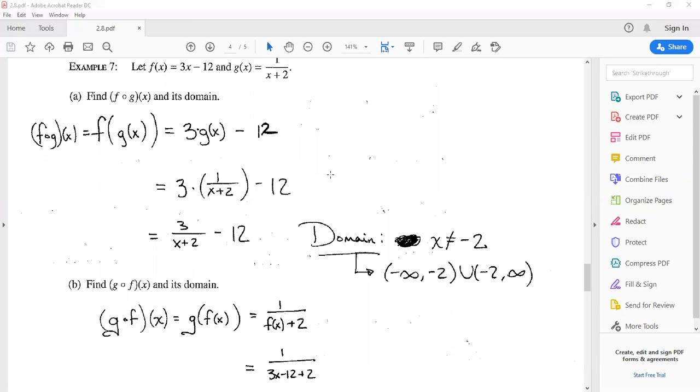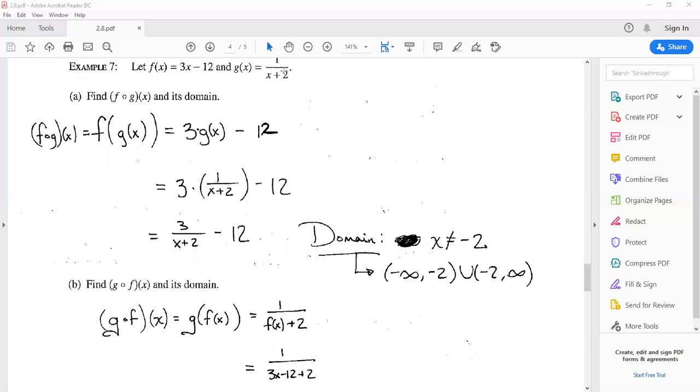And to find the domain, well, let's see. Is there something wrong here? Can something go wrong? Well, I think we would divide by 0 if x was minus 2. So we can't have x equal to minus 2. But I think every other x value is going to be just fine for us here. So the domain is the set of x from negative infinity to minus 2, not including minus 2, and then union with the interval from minus 2 to infinity, again, not including minus 2.